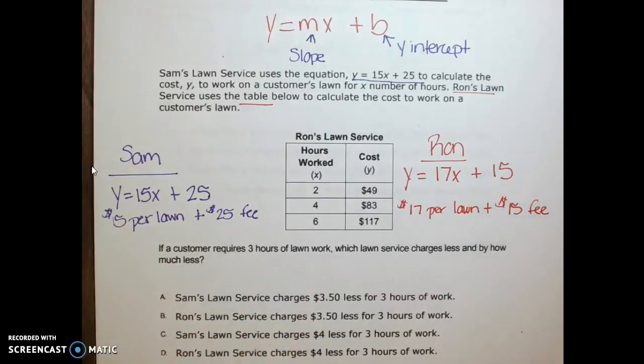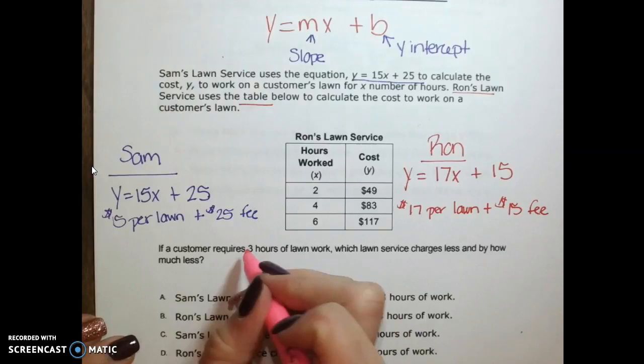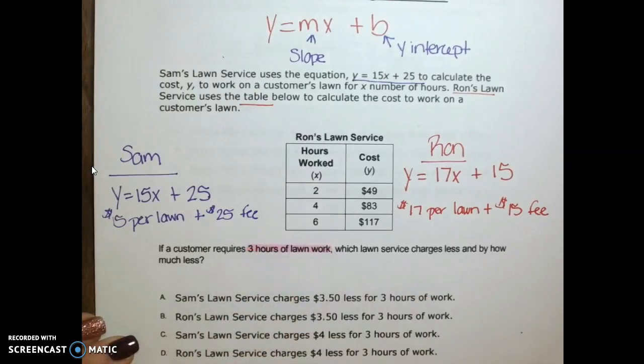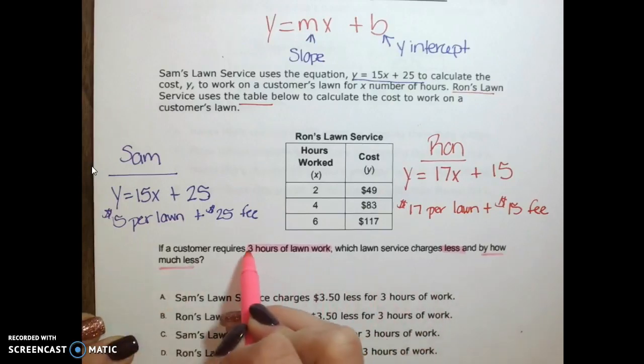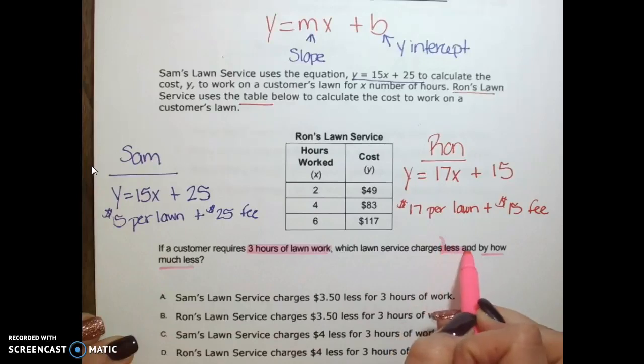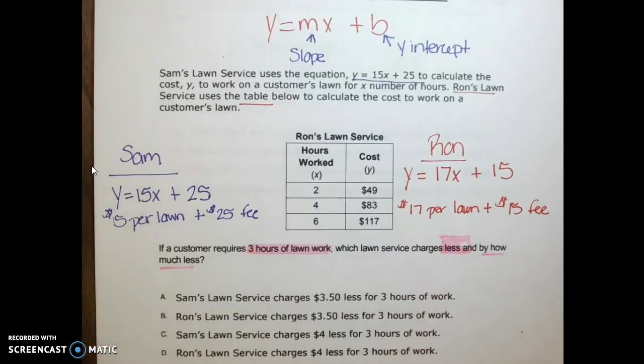Now we always have to make sure that you read the question that is being asked of you. Jumping to it, you can already see some dollar amount differences. However, what you're really going to need to do is make sure that you read the question that is asked. The question in this case is, if a customer requires 3 hours of lawn work, which service charges less and by how much? Our keyword was 3 hours, and then making sure that we figure out which one is charging less.